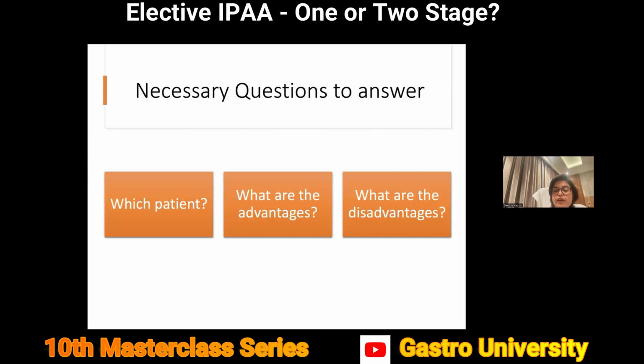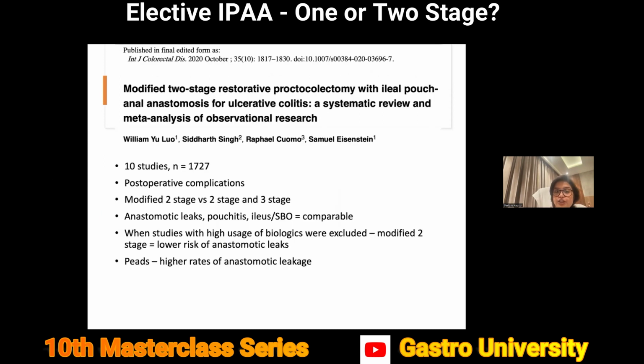So whenever we are looking at downstaging a pouch procedure, we must understand what's relevant in which patient, what advantages we get out of it, and what the possible disadvantages are. So this is a meta-analysis of 10 studies, about 1,700 patients, in which they said that the modified 2-stage versus the 3-stage was equivalent in terms of anastomotic leaks, pouchitis, ileus, and small bowel obstruction.